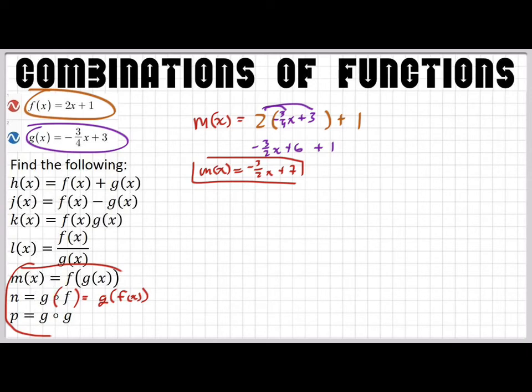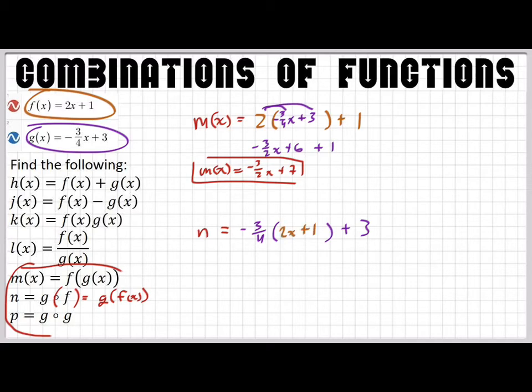So let's do it. Let's go N equals, and let's write the G function first. So this time we're going to write the purple first. We have -3 over 4 times something plus 3. And then, this is nice. We only have to plug it in once. Some functions have more than one spot to plug it in. This one doesn't. It just has one spot to plug it in. So I can put 2x plus 1.